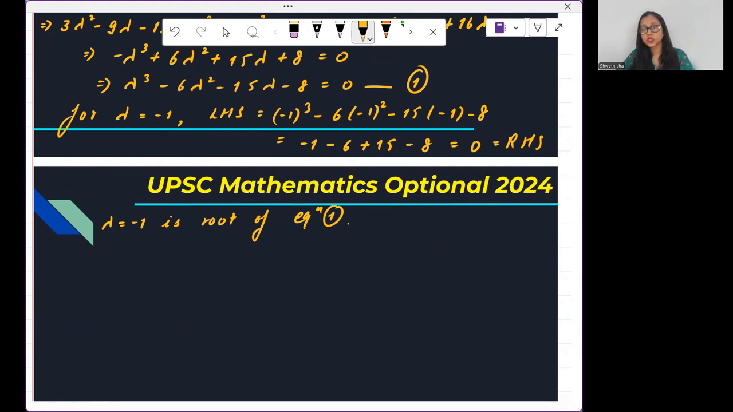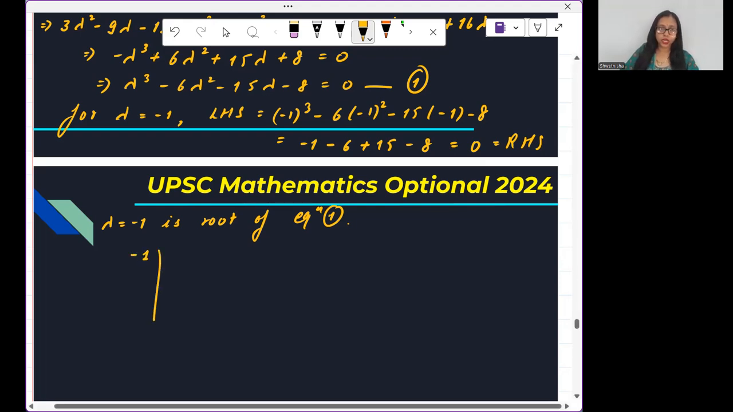Now, to find the other two roots, you can follow long division of polynomials, but instead you can do synthetic division. You write -1 over here, the first root, and you collect the coefficients without missing any power. It should be the complete polynomial. If lambda square is missing, you write 0 lambda square. So the coefficients are 1, -6, -15, and -8 of equation number 1.